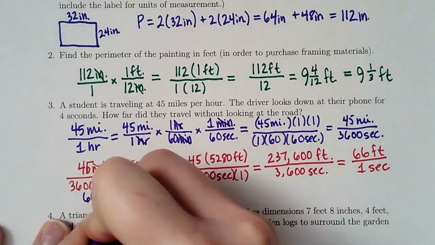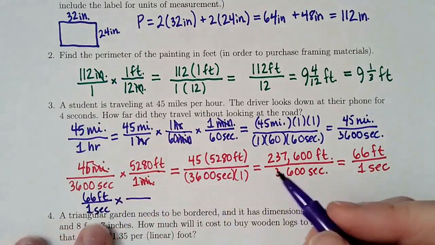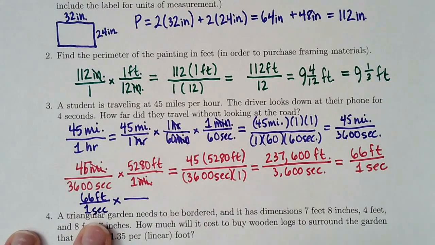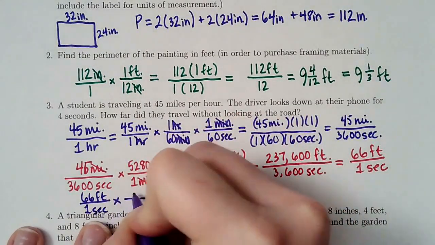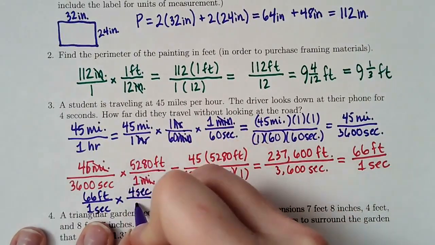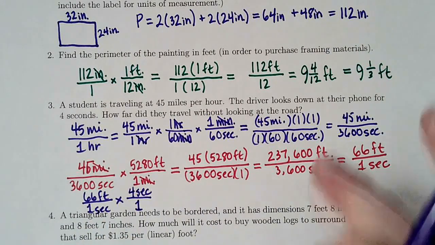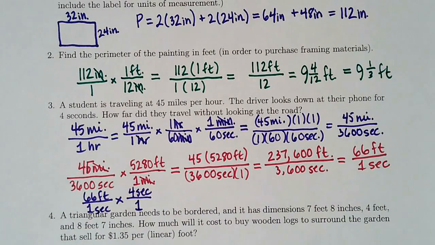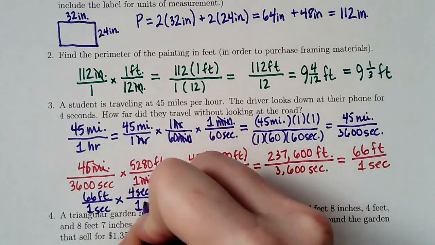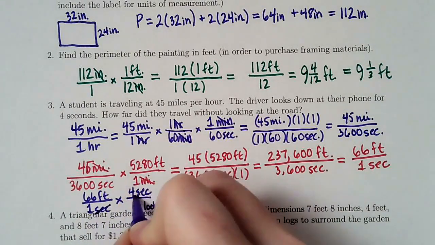So 66 feet in 1 second. And now, opposite the second, I'm going to put 4 seconds in the numerator. I was thinking about what to put here, but really that's during this one look, I guess. I could even label it with one look, look away. And then seconds will cancel.